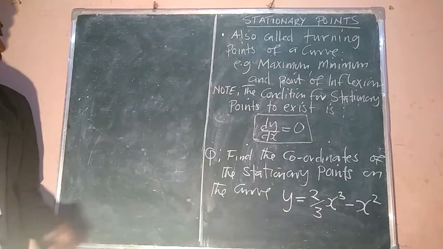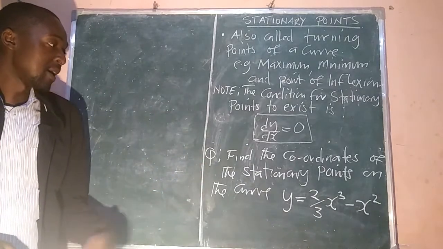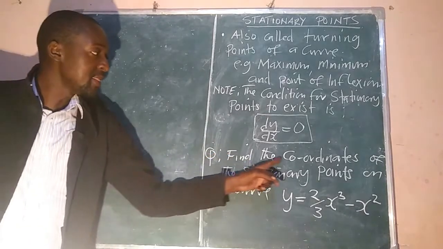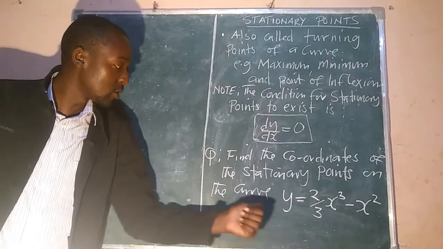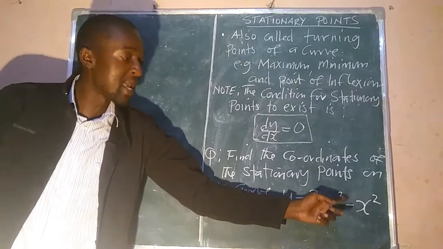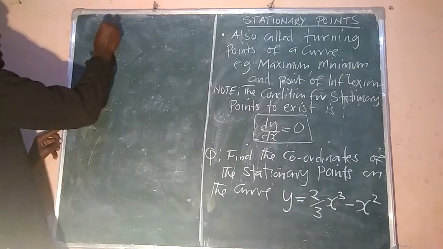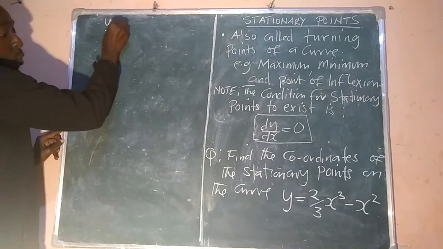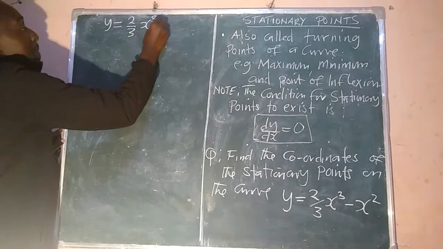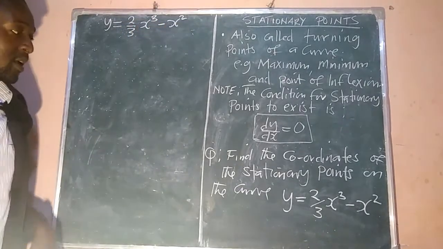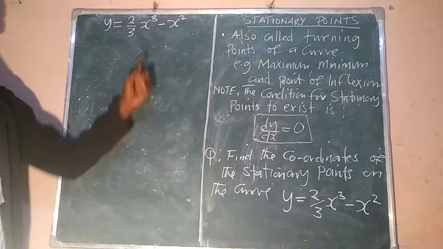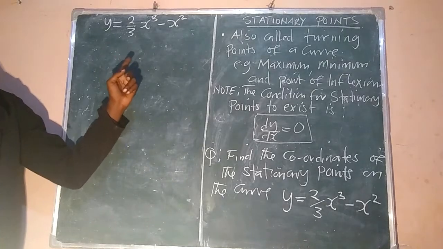Now, here is a question that will help us to find the coordinates of these stationary points. The question says, find the coordinates of the stationary points on the curve y is equal to 2/3 x to the power 3 minus x squared. So here is our equation: y is equal to 2/3 x cubed minus x squared. The first step that we follow here is to differentiate this function. We find dy/dx for this function.